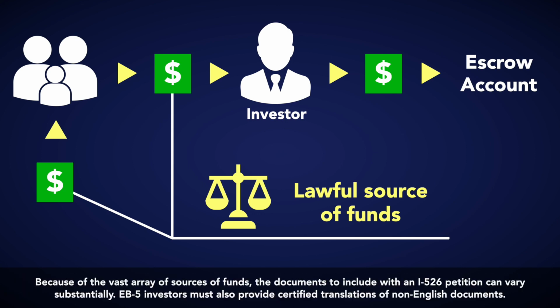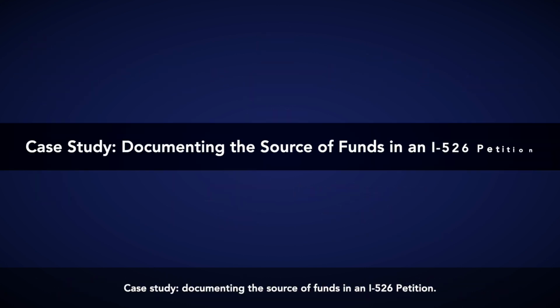Because of the vast array of sources of funds, the documents to include with an I-526 petition can vary substantially. EB-5 investors must also provide certified translations of non-English documents. Case study: documenting the source of funds in an I-526 petition.